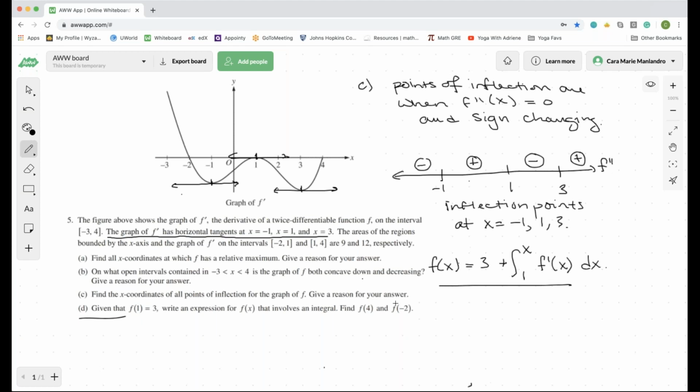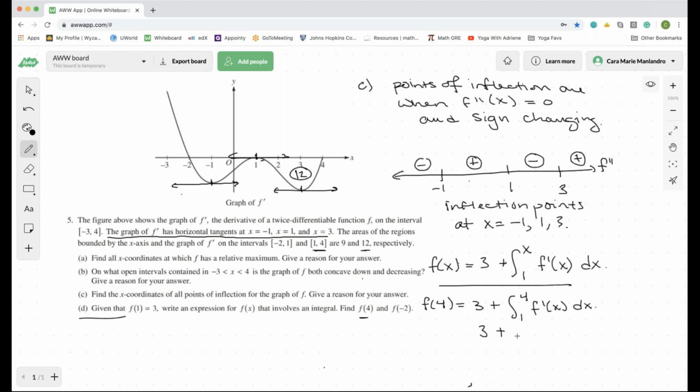Okay, great. So now let's go ahead and evaluate the integral. I think the easy one is the f of 4. So f of 4 is going to be equal to 3 plus the integral from 1 to 4 of f prime of x dx. They tell us from 1 to 4, this area is 12. So this is 3 plus, now do I write 12 and then get 15? Is that what I do?